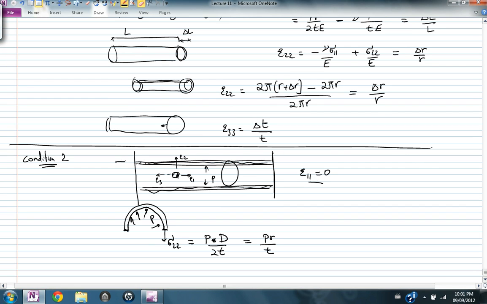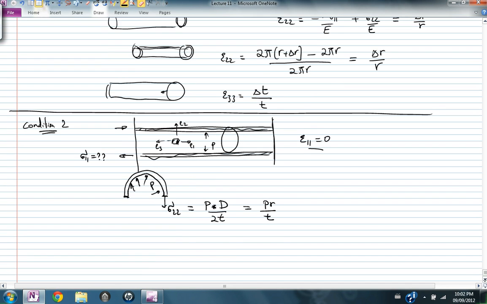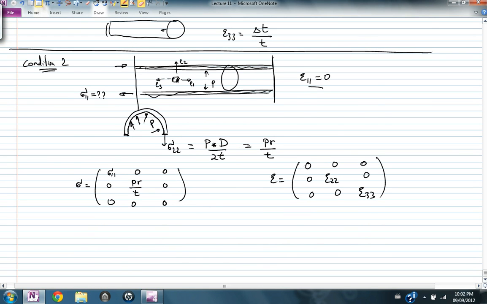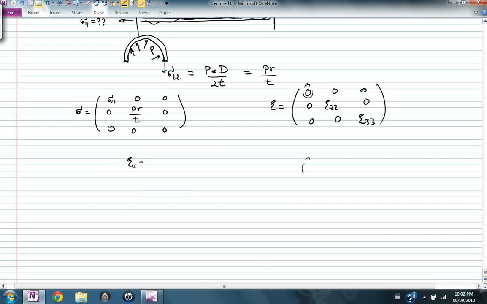Epsilon 11 is 0, but I don't know what stress here. I don't know what sigma 11 is. I know that sigma 22 is PR over T, and I know that sigma 33 is 0. For the strain, I know that this is 0. I don't know what epsilon 22 is, and I don't know what epsilon 33 is. Okay, so I'm going to utilize this condition, epsilon 11 is 0, to find sigma 11, because this is equal to sigma 11 over E minus Poisson's ratio sigma 22 over E, which gives me right away that sigma 11 is equal to Poisson's ratio sigma 22, which is equal to Poisson's ratio PR over T.